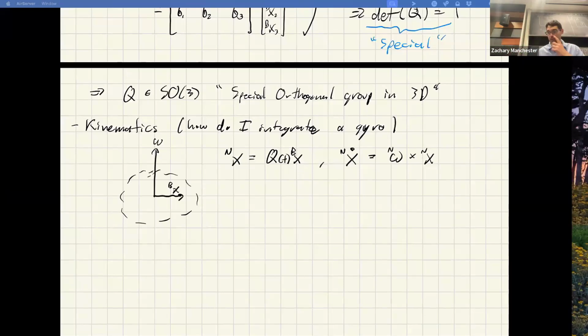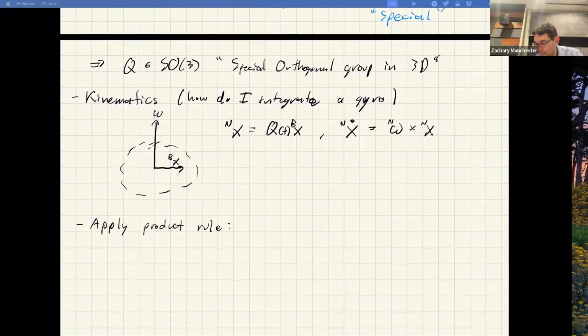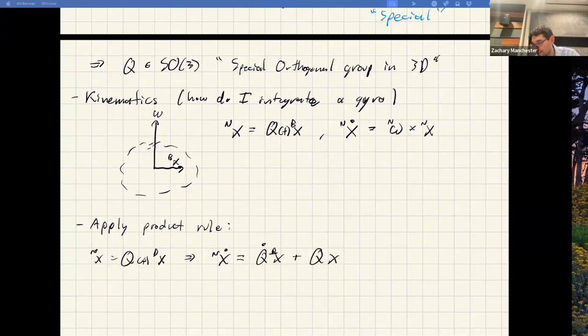Now we're going to do this algebraically and just chain rule this thing. I guess this is the product rule. I'm just going to diff it. So if I take what we wrote before, Q of t times x in the b frame, and diff this with respect to time, I've got x dot in the n frame equals Q dot times x_b plus Q times x_b dot, just from basic calculus, right?